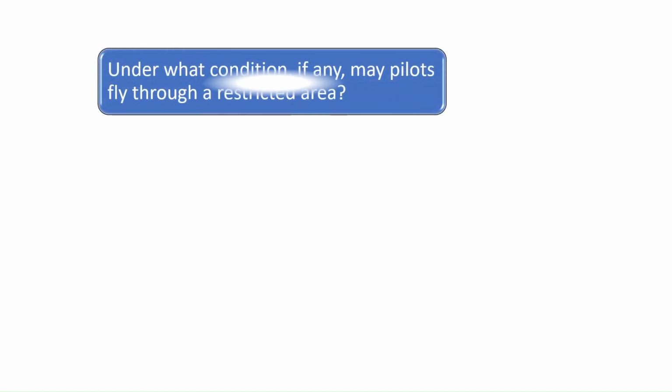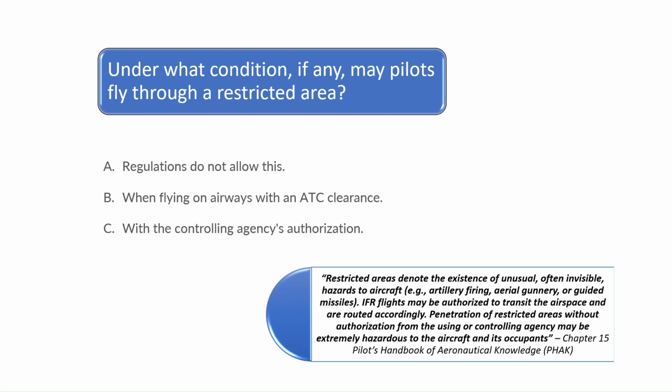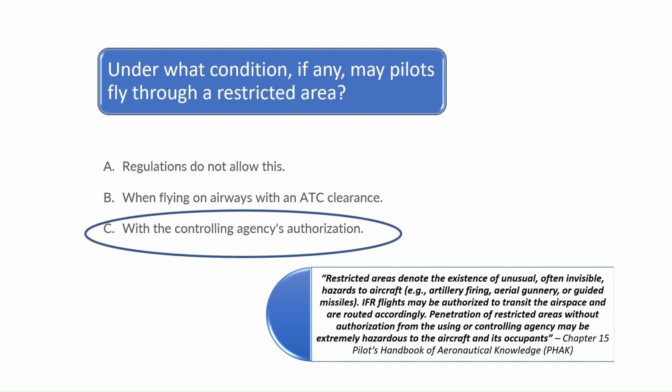Under what condition, if any, may pilots fly through a restricted area? See Chapter 15 of the Pilot's Handbook of Aeronautical Knowledge and Chapter 3 of the Aeronautical Information Manual for more information regarding restricted areas. Pilots should not enter restricted areas unless they have the controlling agency's authorization. Entering restricted areas without prior authorization can be extremely hazardous to aircraft.